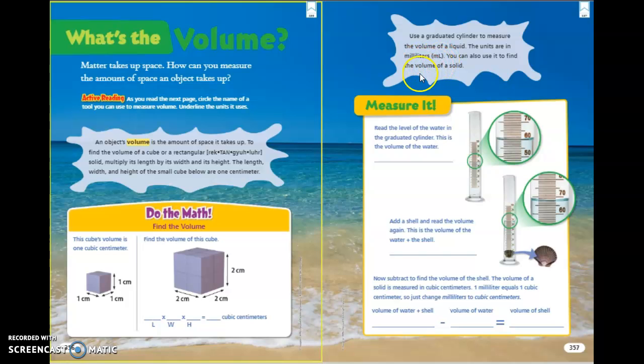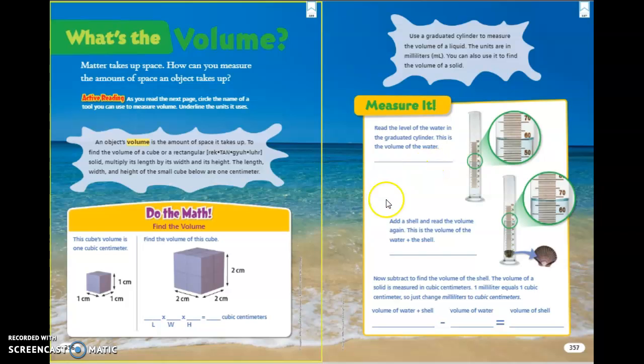Okay, let's go down to the measure it part. Measure it. Read the level of the water in the graduated cylinder. This is the volume of the water. So if you're looking at the level of the water, how much is it measuring? Go ahead and write that on the line over on the left-hand side. Pause the video and write it there. You should have written 60 milliliters.